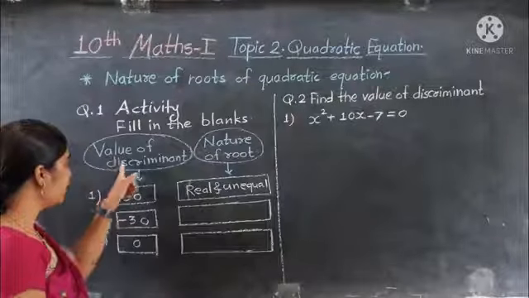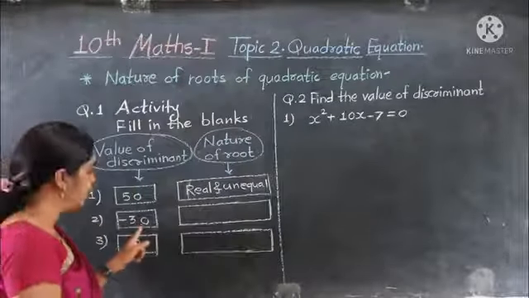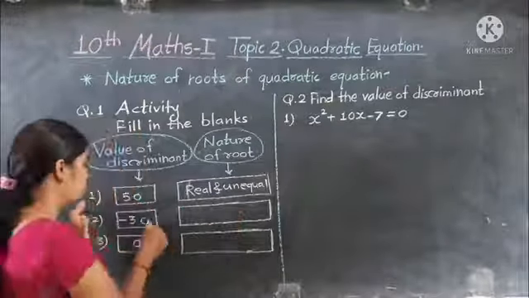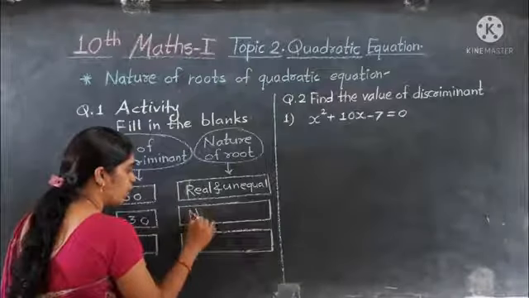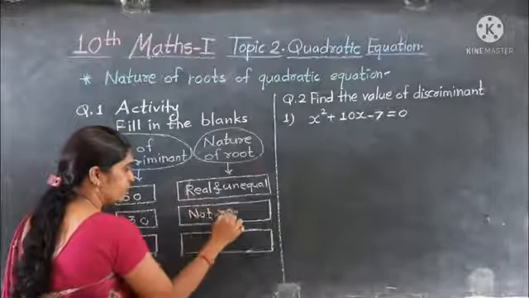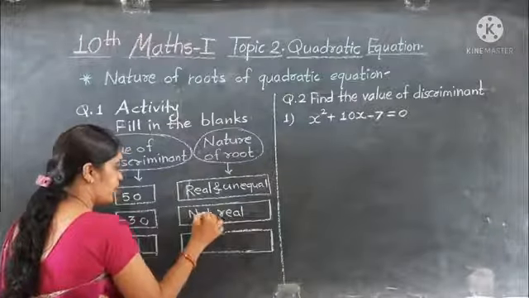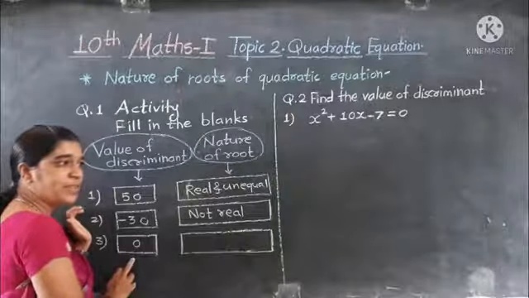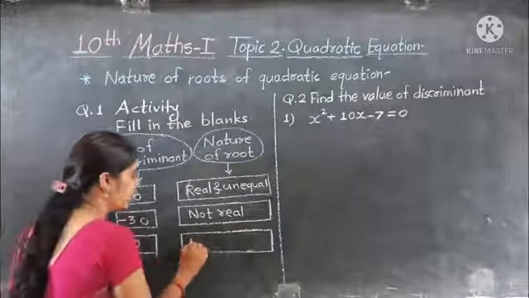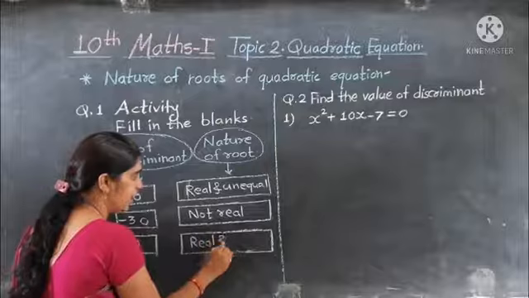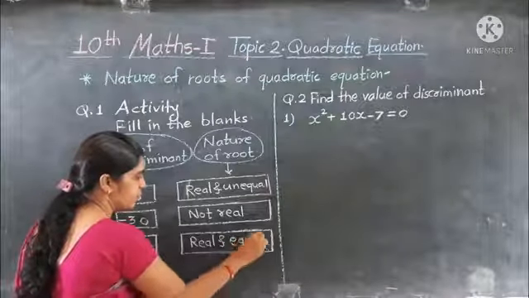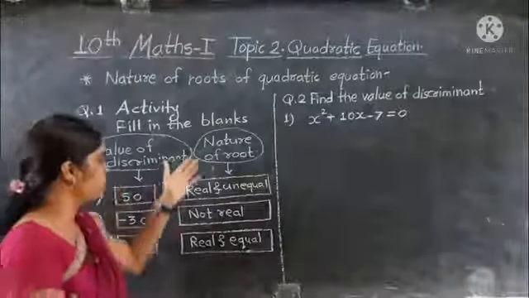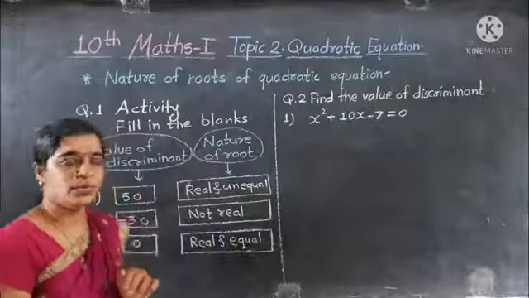Second, what is the value of discriminant? Minus 30. That is negative. b square minus 4ac is less than 0. So here roots are not real. Third one, value of discriminant is 0. That is, value of b square minus 4ac is 0. Therefore roots are real and equal. From the value of discriminant you write the nature of the roots.